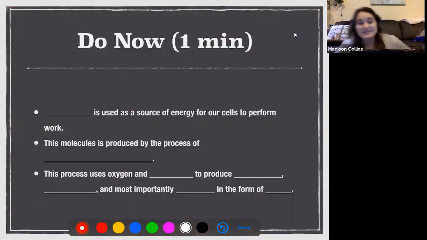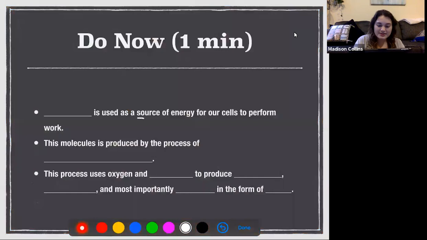But before we get started, you guys have got a do now to answer. There are 3 sentences with some blanks that we need to fill in with missing vocabulary words. So go ahead and pause this video, fill in those missing blanks, and press play when you're ready to review it. So the first sentence says, blank is used as a source of energy for our cells.